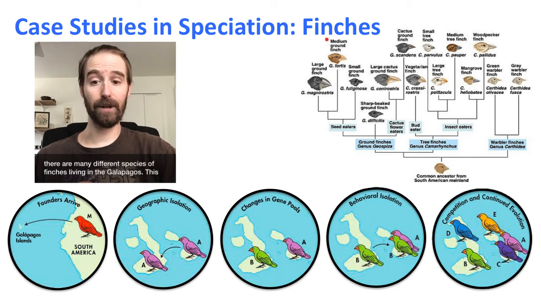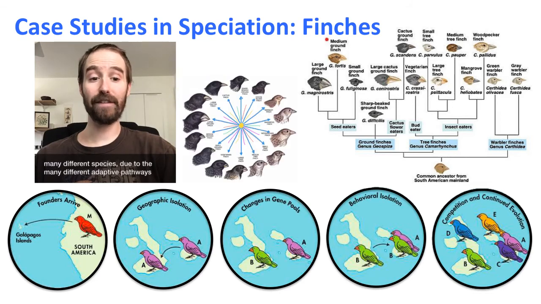This is called an adaptive radiation because the common ancestor of this group, the original finch species from South America, gave rise to many different species due to the many different adaptive pathways that turned out to be useful in the new environments found on these islands.